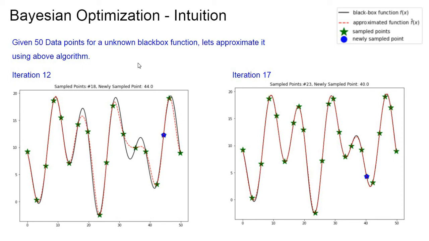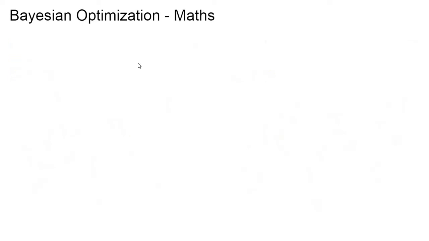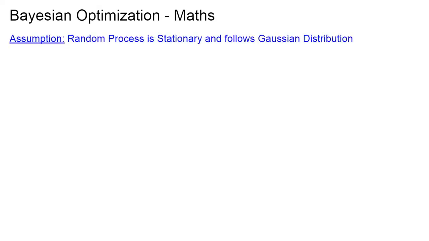Next, let's look at some of the underpinning maths for this particular algorithm's implementation. First is our assumption. We're going to make one assumption: that the random process we are going to deal with is both stationary and Gaussian in nature.